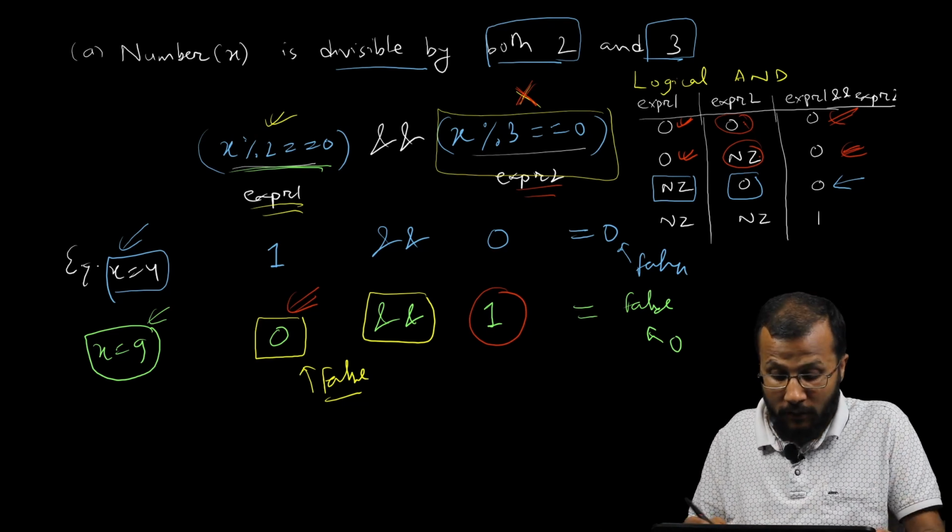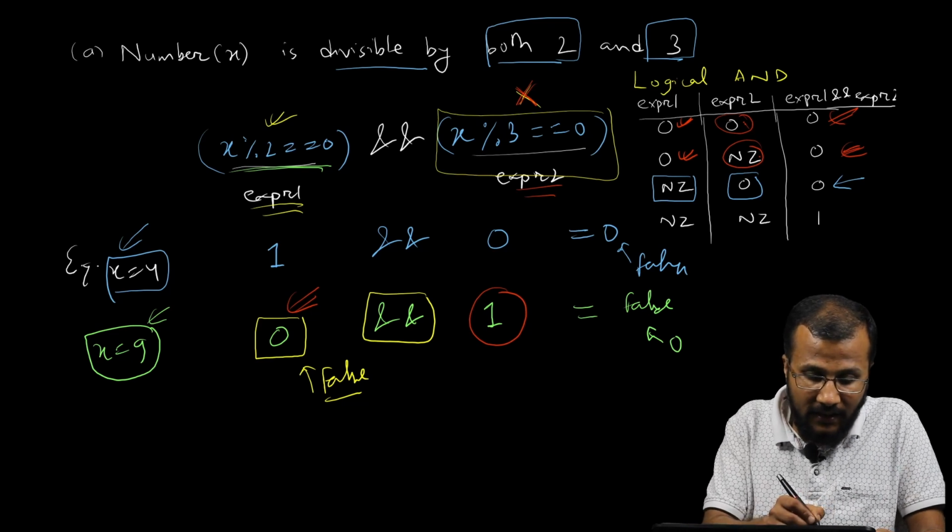That is, 9 is not divisible by both 2 and 3. Okay, now let's look at the final example for this one.